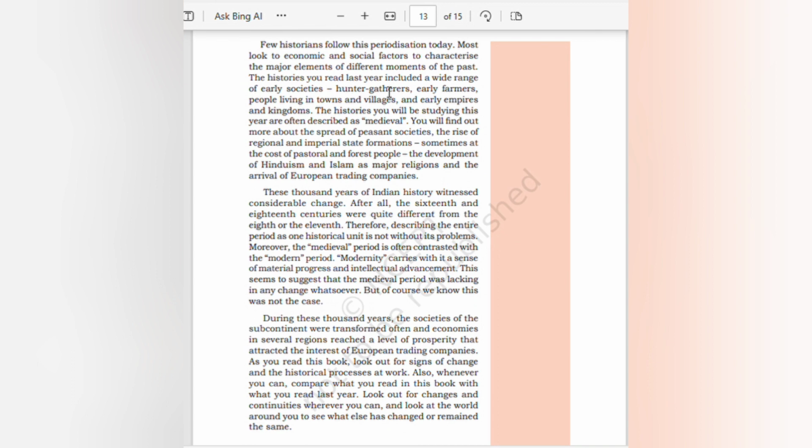The history you read last year included a wide range of early societies: hunter gatherers, early farmers, people living in towns and villages, and early empires and kingdoms. The histories you will be studying this year, often described as medieval, will tell you more about the spread of peasant societies, the rise of religion, and imperial state formation, sometimes at the cost of pastoral and forest people, the development of Hinduism and Islam as major religions, or the arrival of European trading companies.